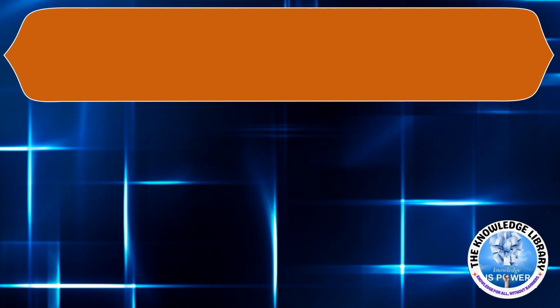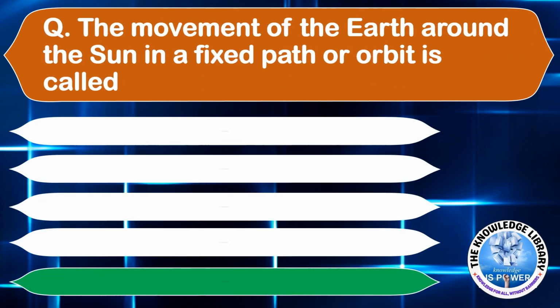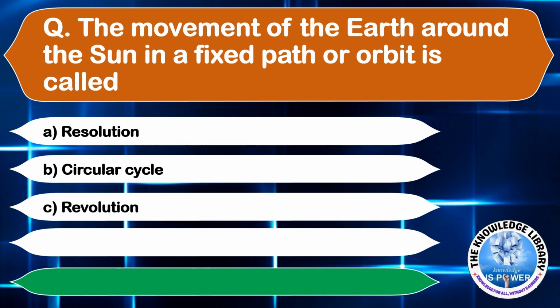The next question is, the movement of the Earth around the Sun in a fixed path or orbit is called option A, revolution, option B, circular cycle, option C, revolution, and option D, rotation. The correct answer is option C, revolution. Moving on to the next question.